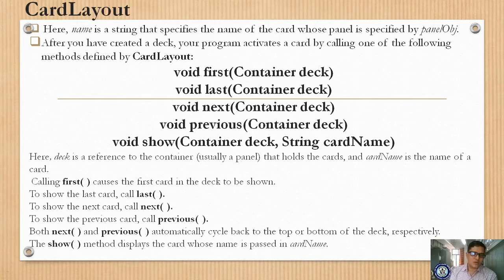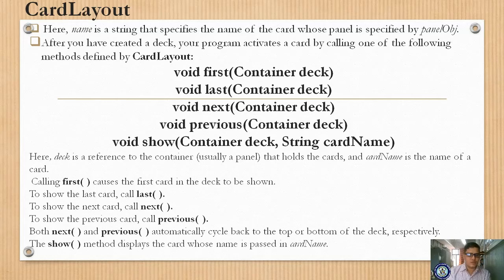Calling first causes the first card in the deck to be shown. A deck is a bunch, and in the bunch it shows the first card, the first layout. Last shows the last card, next shows the next card, and previous shows the previous card. All these are methods we are using. Both next and previous automatically cycle back to the top or bottom of the deck respectively.